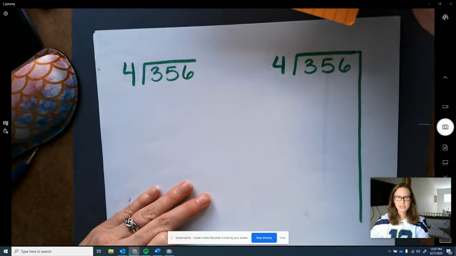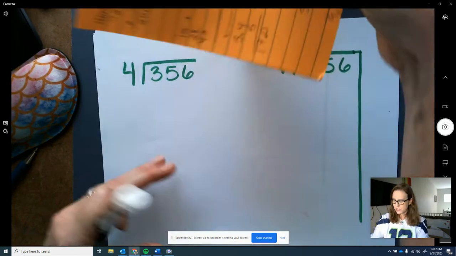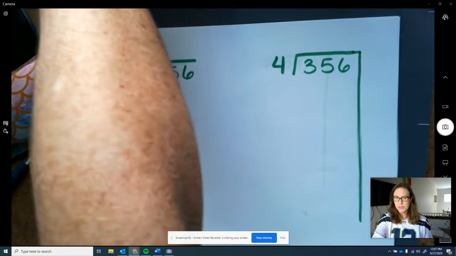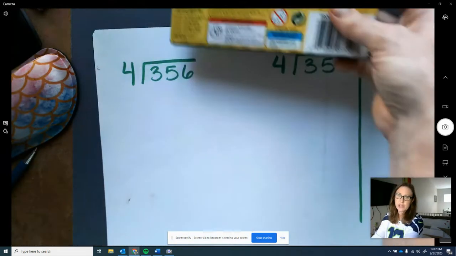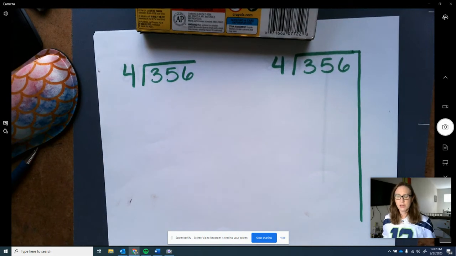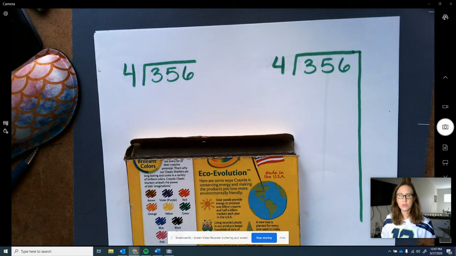I have 356 pieces of bubble gum, and I want to, my screen is going in and out. There we go. I want to make sure that I have four friends. That's right. I only have four friends. And I want my four friends to have them equally. So we're going to split the 356 into four equal groups.